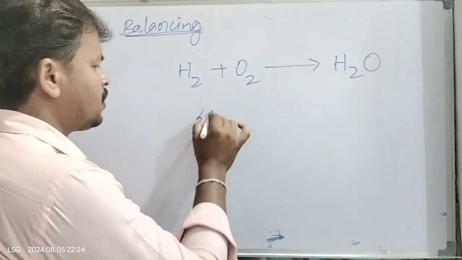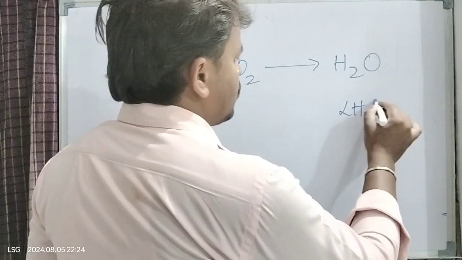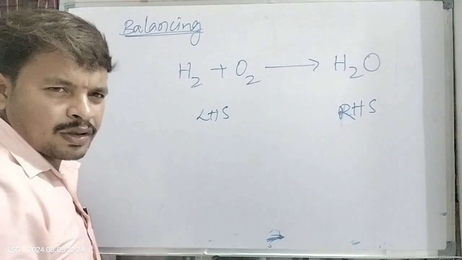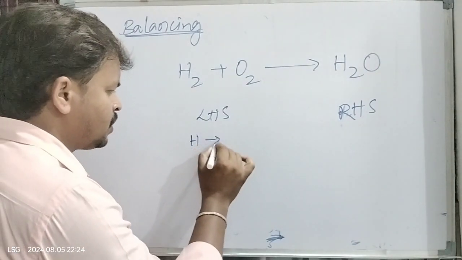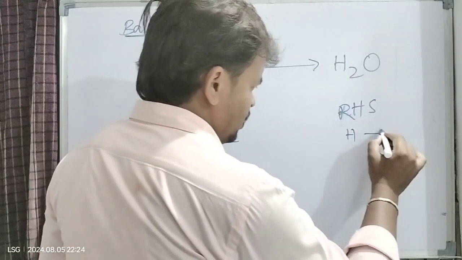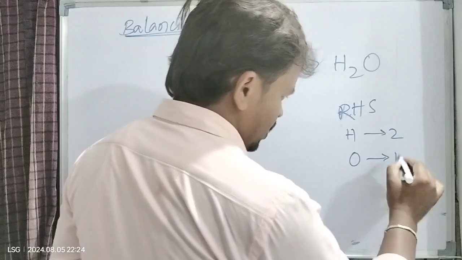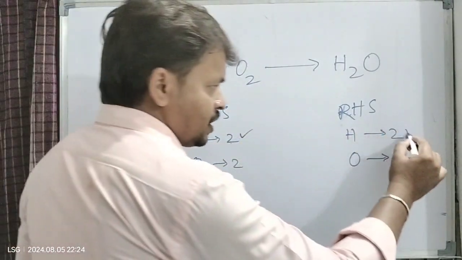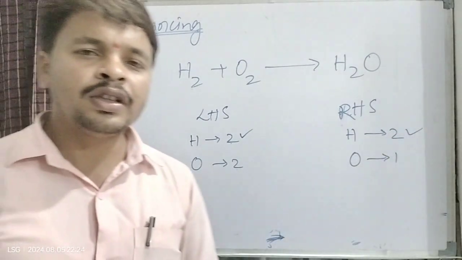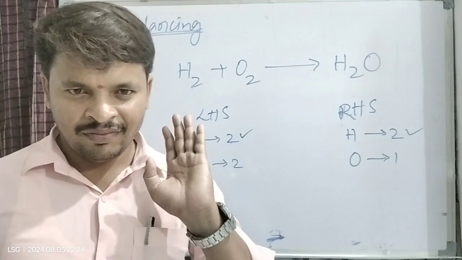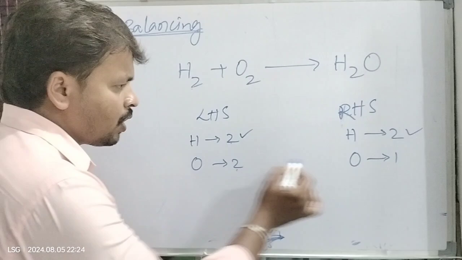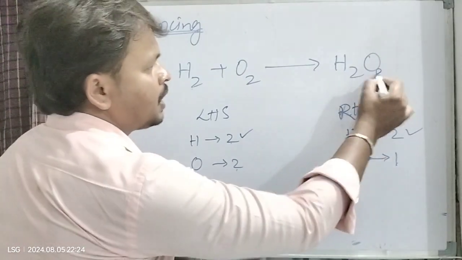How to balance that? So you can write the elements involved in the reaction, that is reactant side and product side. LHS, how many hydrogen? 2 atoms. Oxygen, 2 are there. Here hydrogen, 2 are there. Oxygen, 1 is there. Hydrogen balanced. Oxygen not balanced. You should balance the oxygen. One thing you remember that there is no any rule, some steps to be followed here. So what is that? See, oxygen 2 are there, 1 is there. This should be 2.